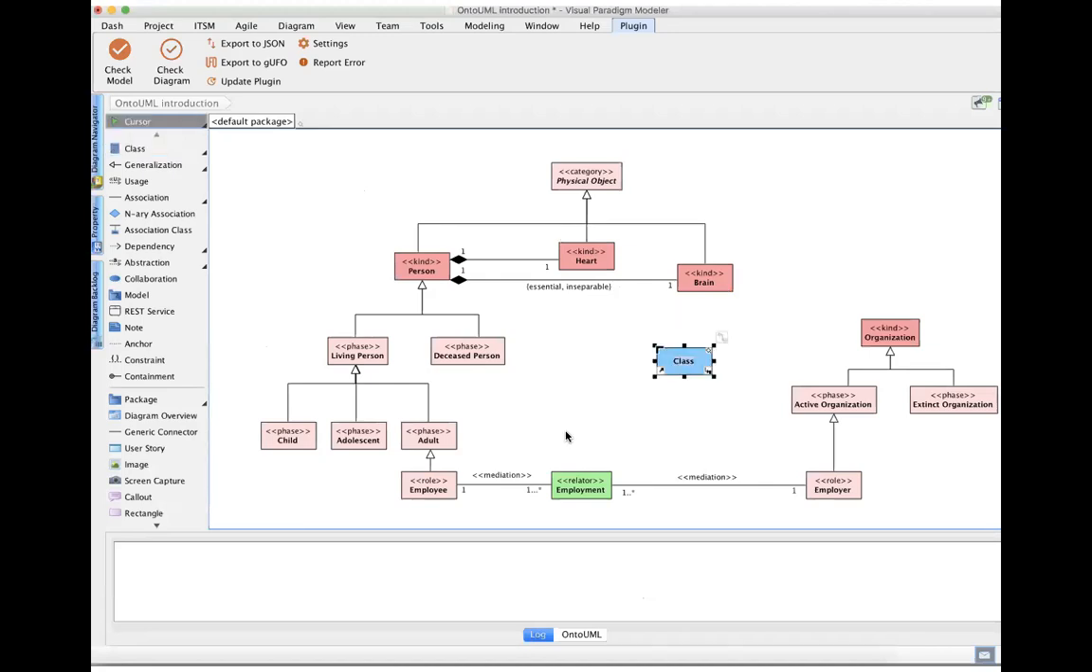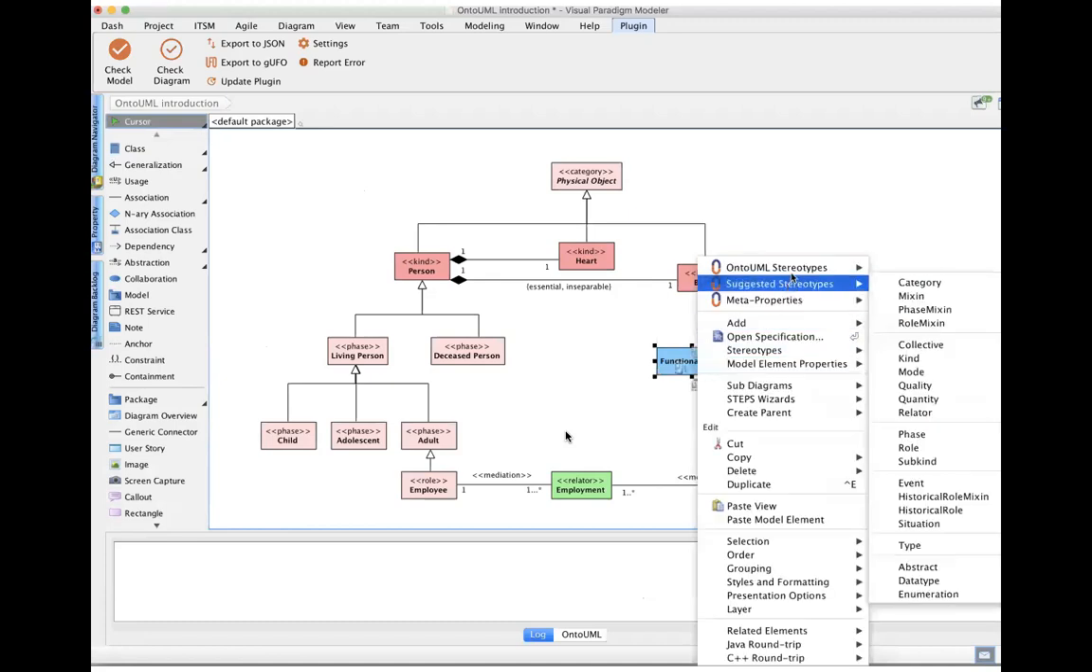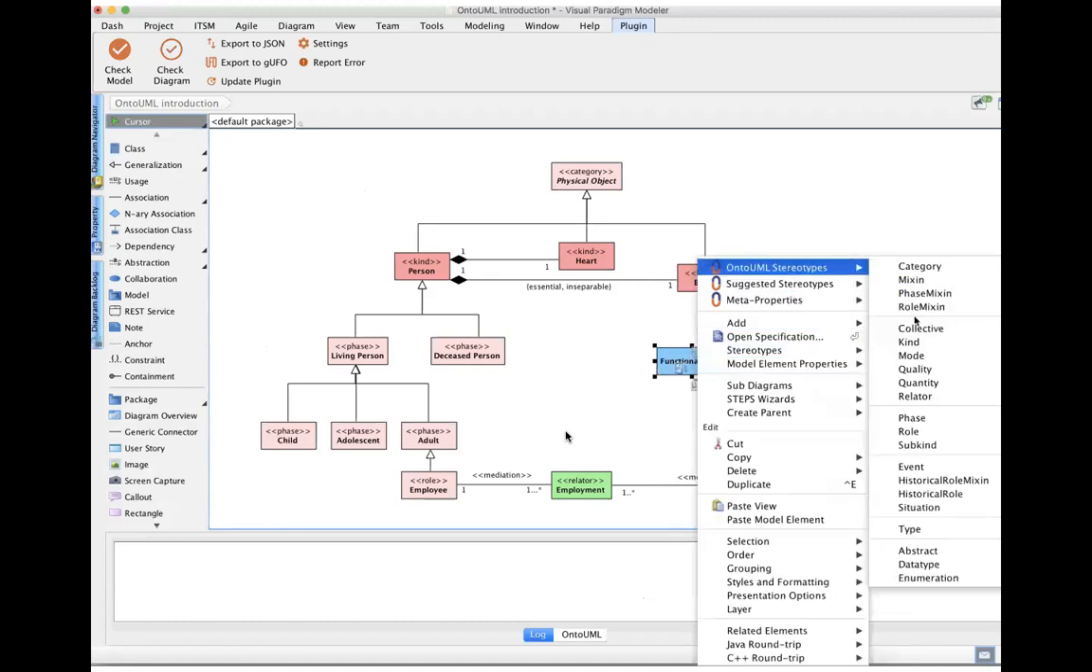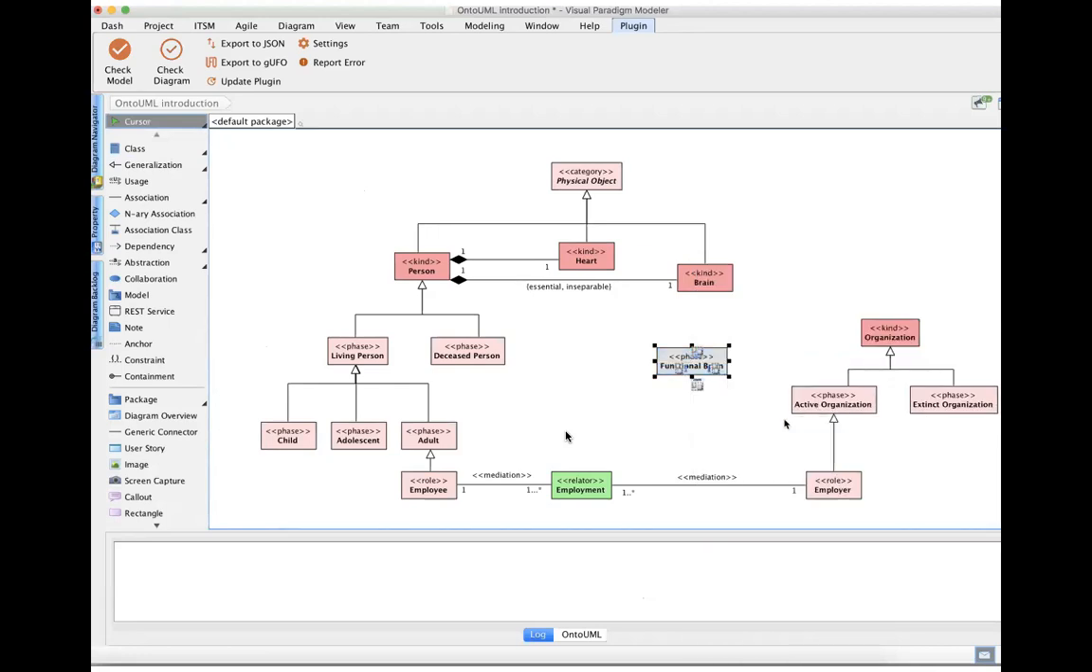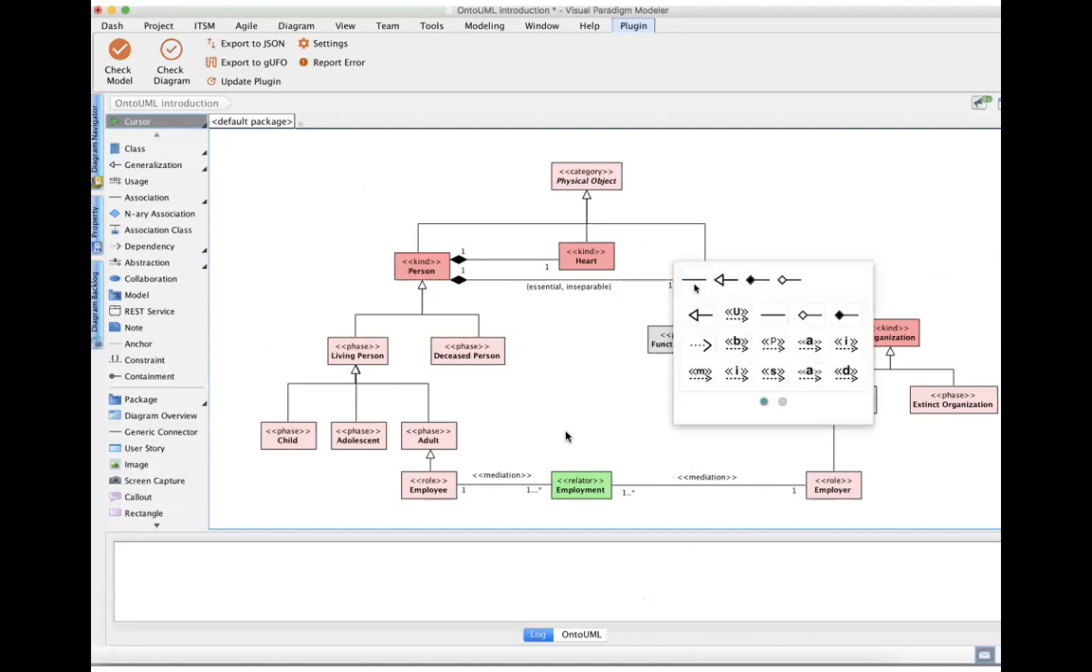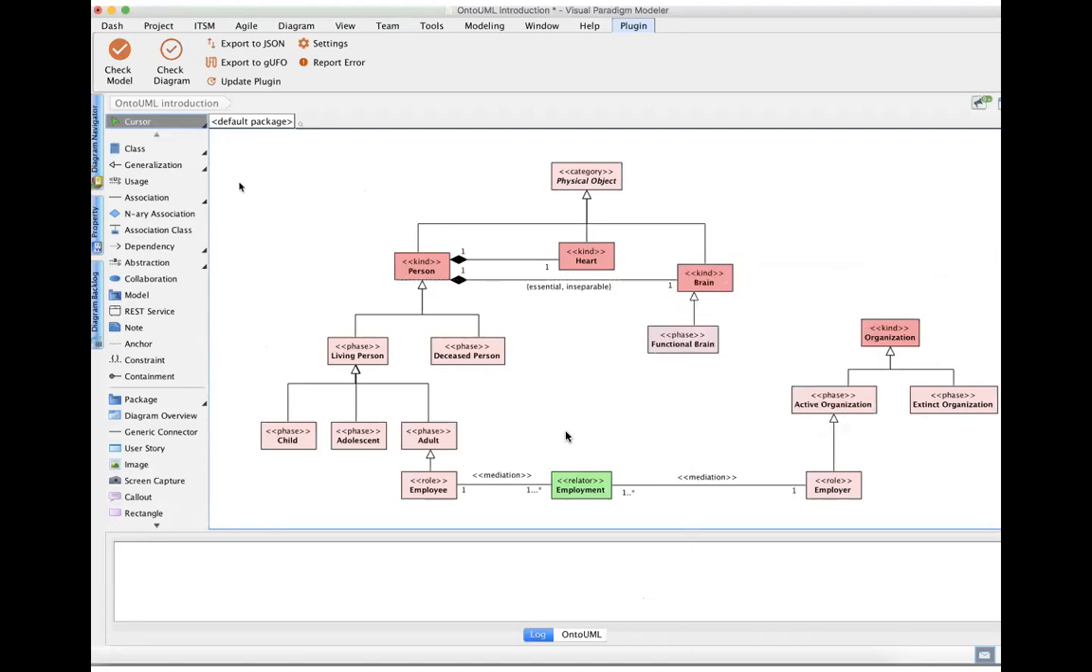So here is an example of a tool that is aware of these constraints. Here, for example, I define a functional brain, and I'm saying that this is a phase, right? You don't know the phase of what, that's why it's gray. Once I connect that to brain, it gets an identity. So functional brains are brains, and so are non-functional brains. Different phases of a brain.